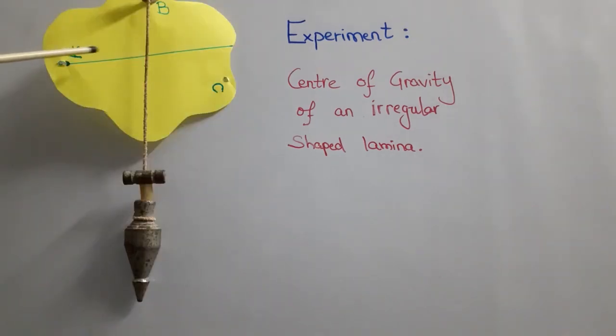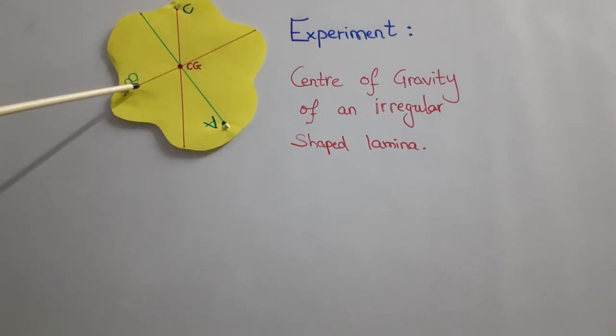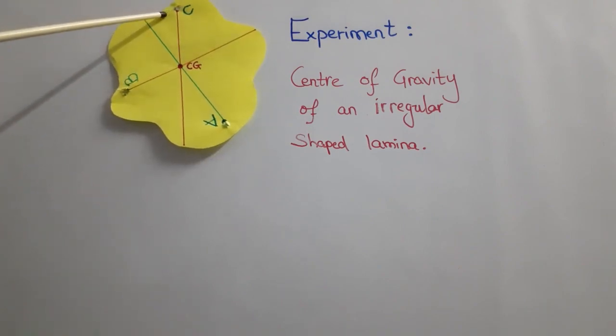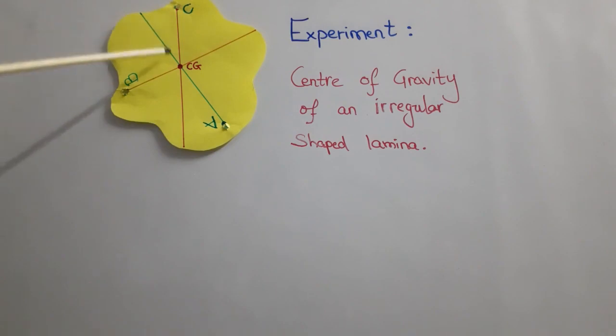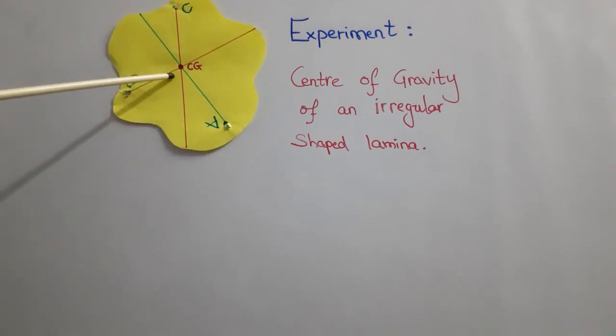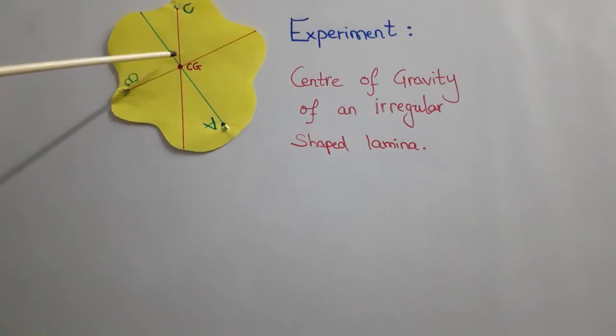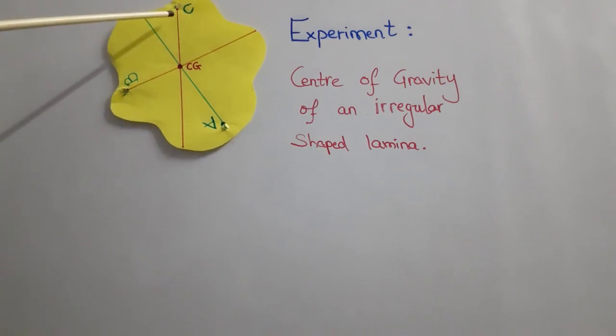So from point A, along the plumb line string, I have already drawn a line. Now I have suspended this lamina from point B, and again I am going to draw a line along the string of this plumb line, because I want exactly the vertical direction. Now from point B I have drawn a line along the plumb line, and the same procedure I have repeated for point C, that is, suspending from point C and drawing a line along the string of the plumb line. The intersection point of these three lines gives you the center of gravity. In this case, the center of gravity is lying exactly below the point of suspension.